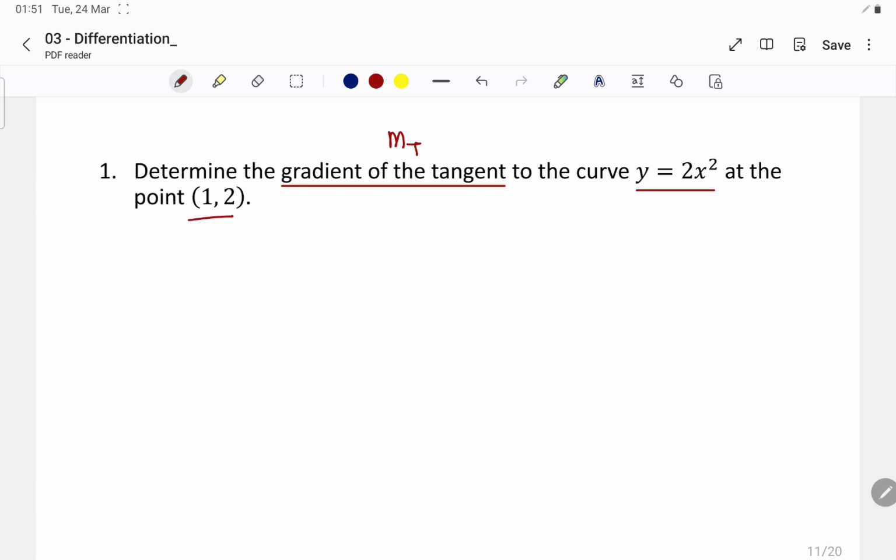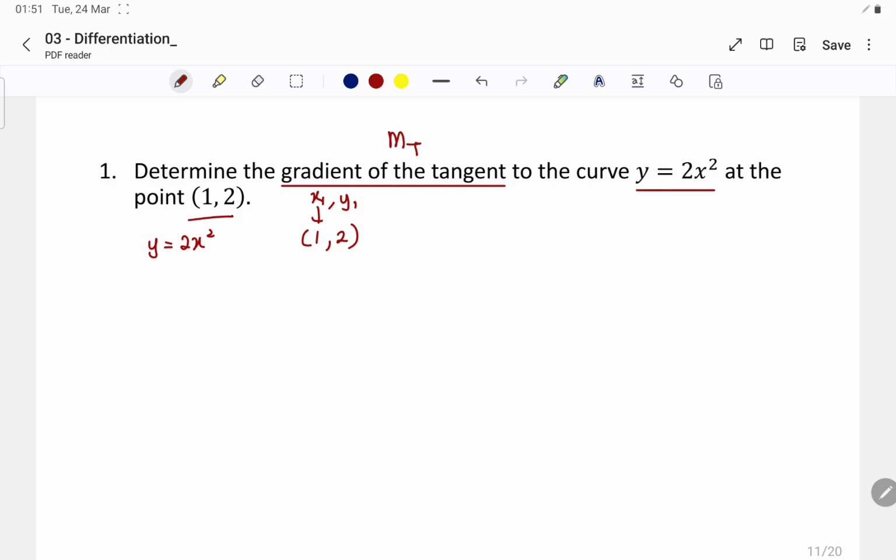When we have this kind of question, one thing you have to remember is we extract all the information first. So we have y equal to 2x square, and we also have the point 1, 2. So this point 1, 2 is your x1, y1.